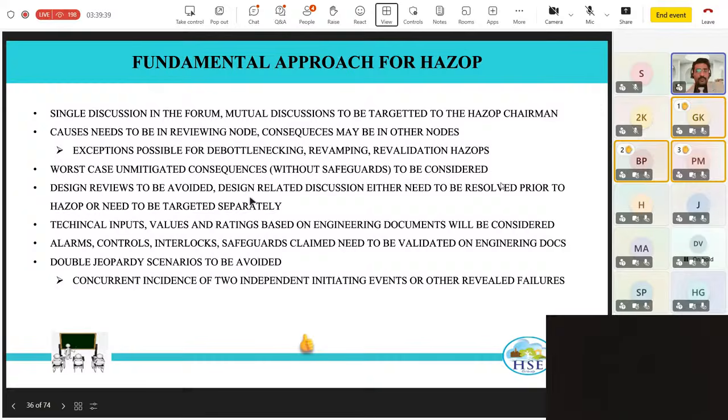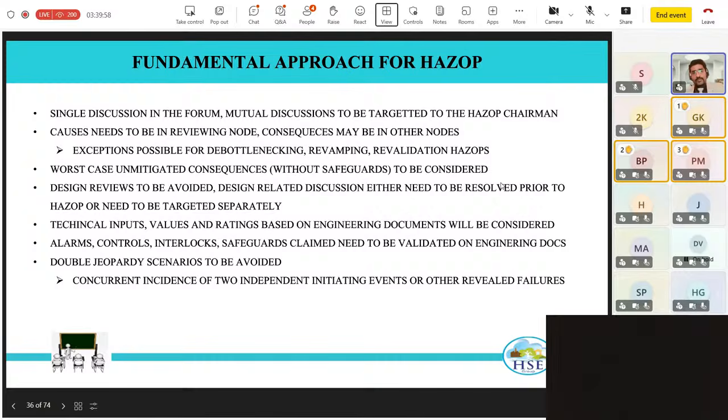Next is design review to be avoided. Now, there are several instances where, since many of the Indian clients don't do a design review before the 30% HAZOP, many a time that HAZOP session turns out to be a design review. So there, more than looking at the safety aspects, we are deliberating on the design aspects, the design changes, sometimes even scope changes.